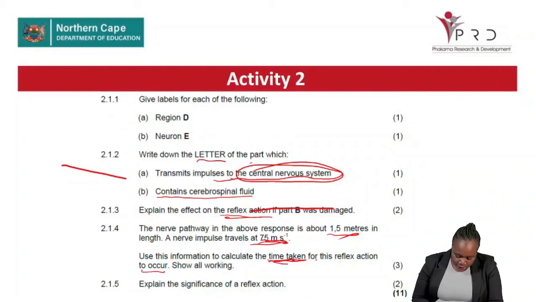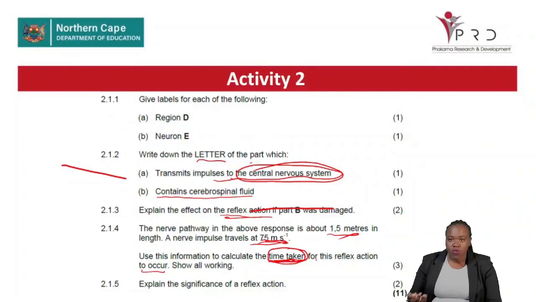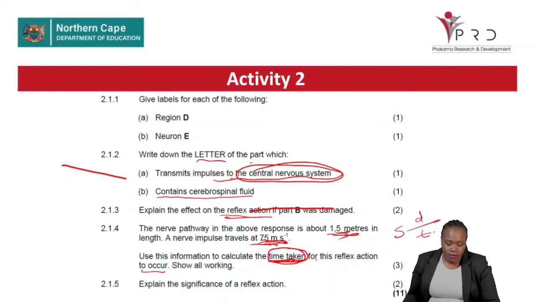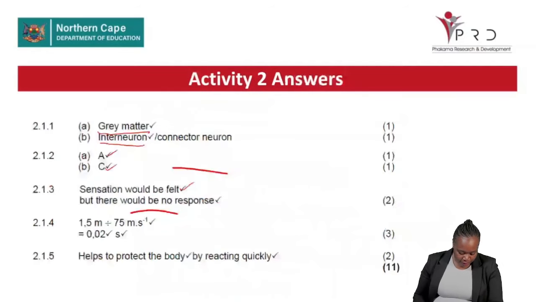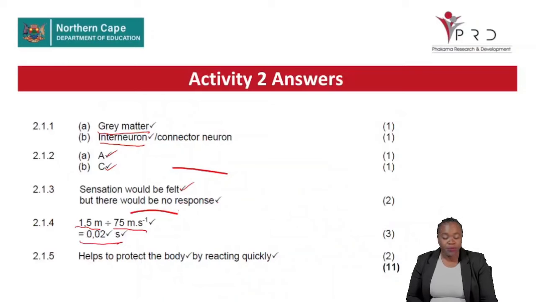So here we are looking at the time it takes, right? We are using the distance and speed. We know that speed is equal to distance over time. So we have speed, we have distance, we are looking for time. So we would divide: we have our 1.5 meters divided by the speed, and we are now going to get the time, which is 0.02 seconds, which is a very short space of time.